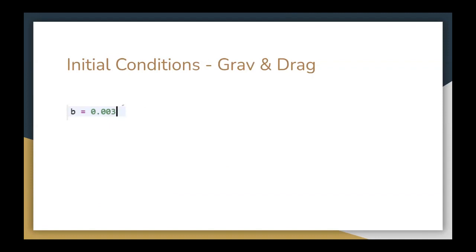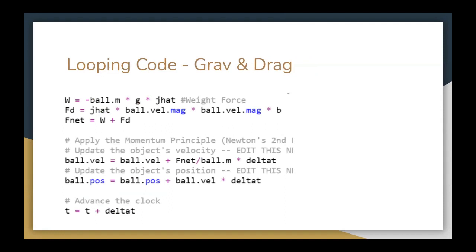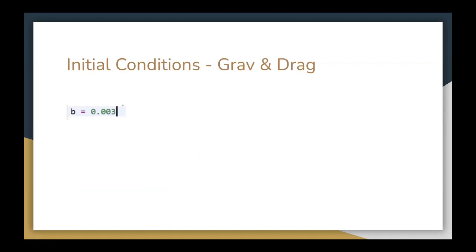And for our gravity and drag model, we are going to be modeling using the equation of the magnitude of the velocity squared times the drag constant times just the unit vector 0, 1, 0. And we are adding that to our weight to create a net force. And that is what we'll be using for our velocity update. And we chose our drag constant to be 0.003, and that is just due to trial and error.